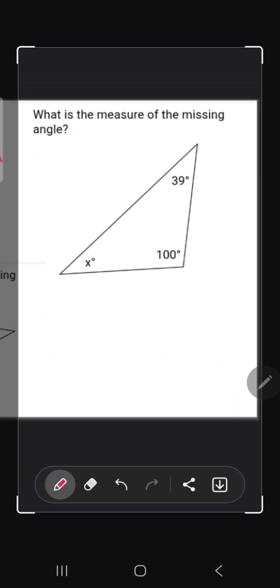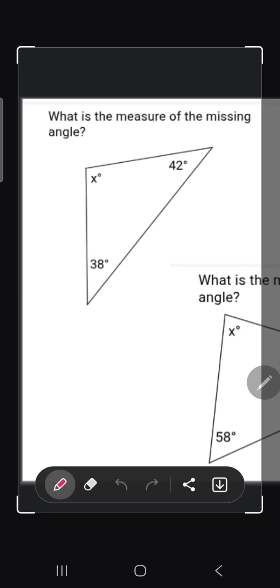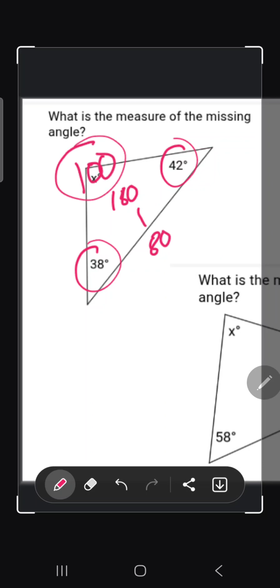Take a look at this one. We know it has to add up to 180. We have 139 if we add together the two angles that we do know already. So we can do 180 minus 139. That comes out to be 41 degrees for the missing angle. Take a look at the next one. We have 42, 38. We know it has to add up to 180. So 42 plus 38 comes out to be 80. And if we subtract 180 minus 80, the missing angle is 100 degrees.